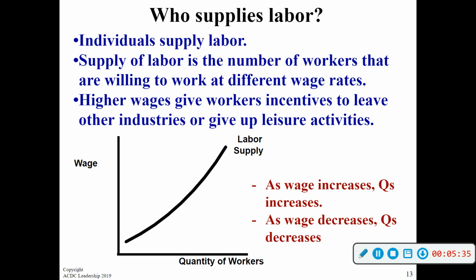So you, the individual, supply the labor. If the wage goes up, the quantity supplied goes up because more people are willing and able to supply their labor to that market if you're paid a higher wage. If the wage goes down, not as many people are willing to supply their labor. That's that direct relationship.